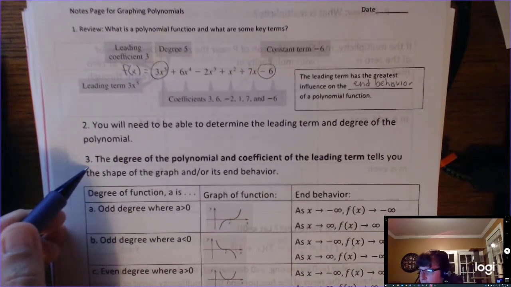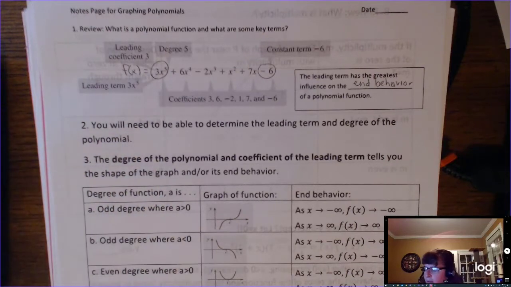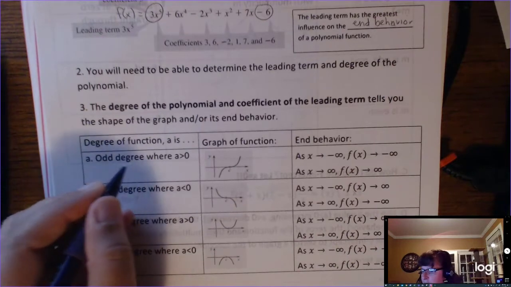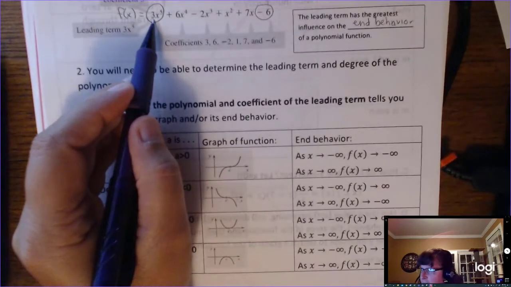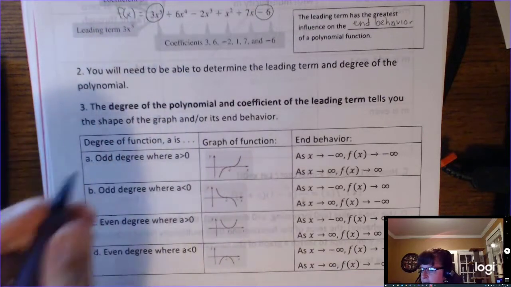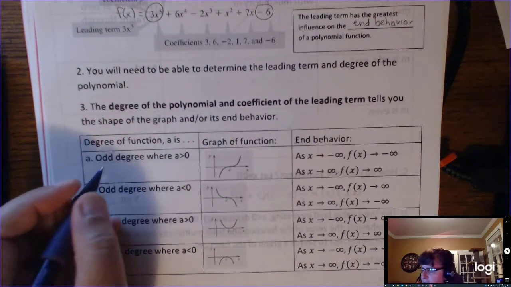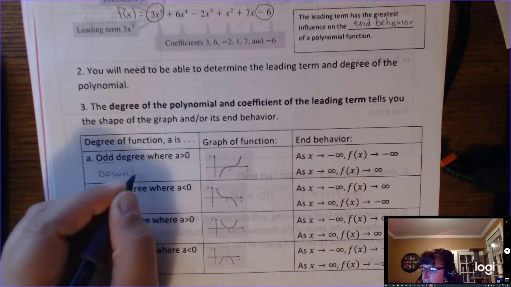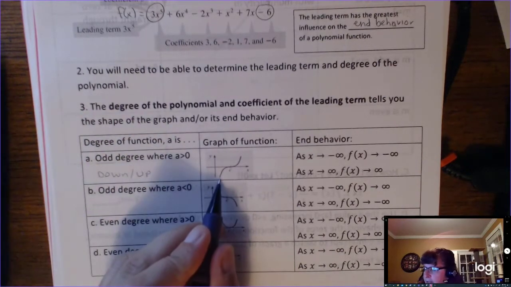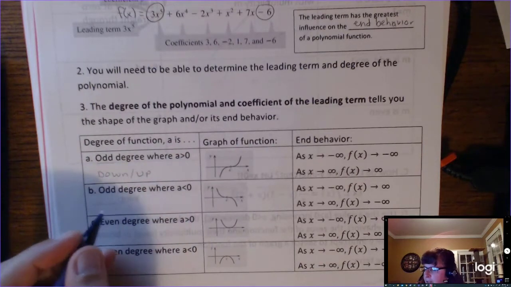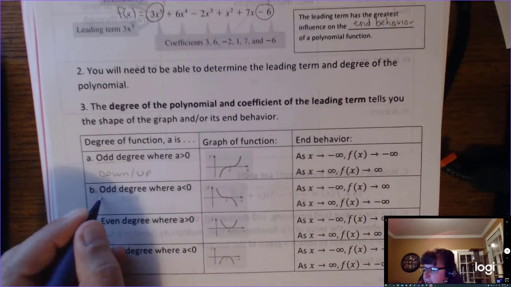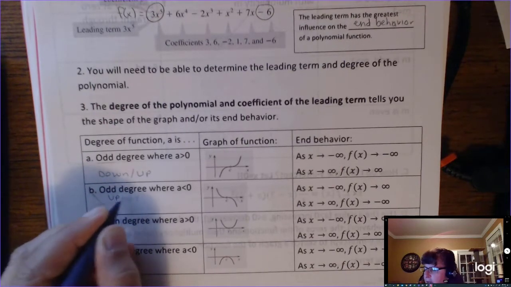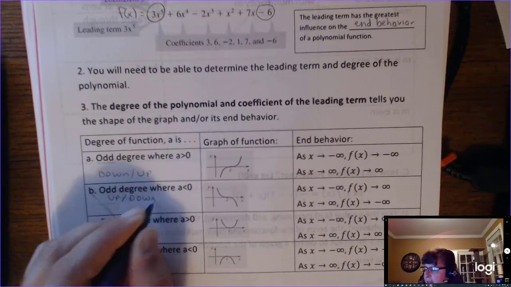Reminder that the degree of the polynomial determines the shape of the end behavior. So I'm going to go through this quickly. If it's odd degree and the a is positive like this, 3x to the fifth, remember that's an increasing function because a is positive, and odd degree is opposite. So this is going to be down up end behavior like this. If it's odd degree and a is negative, it's going to flip that up and make it a decreasing graph. So that's going to start up and go down like that.